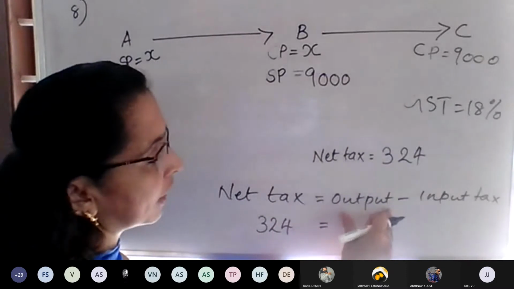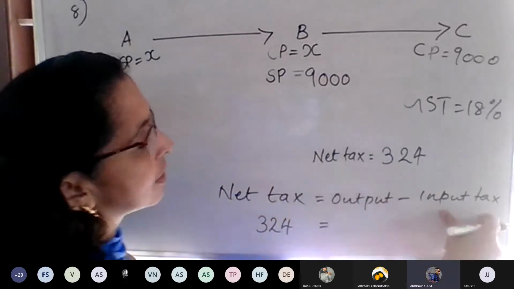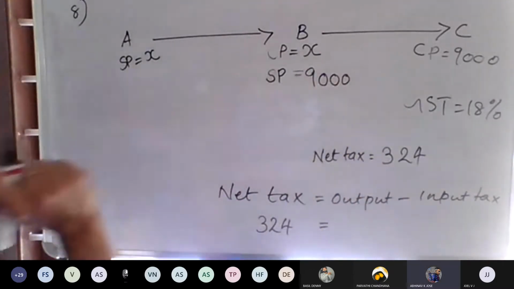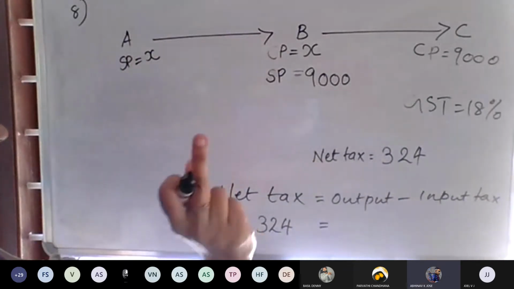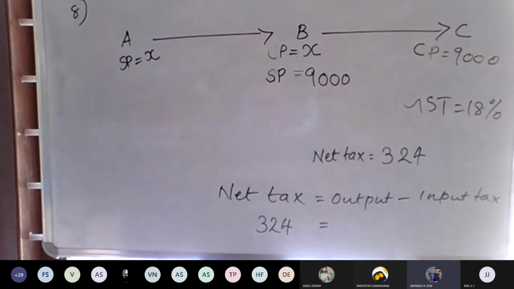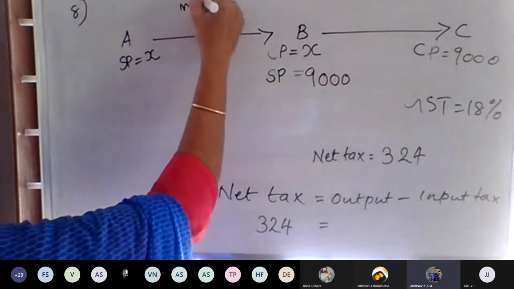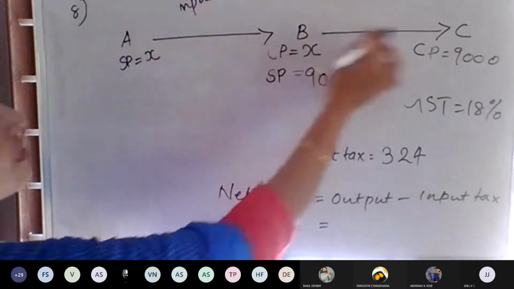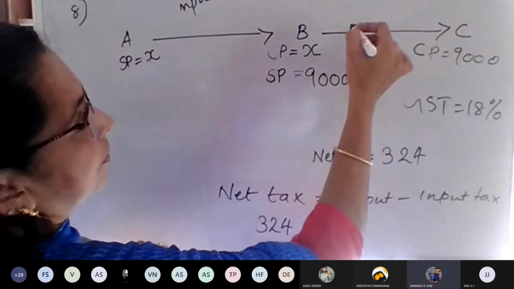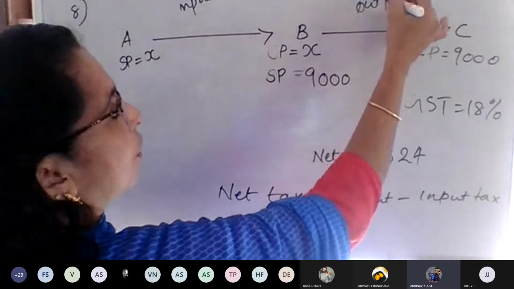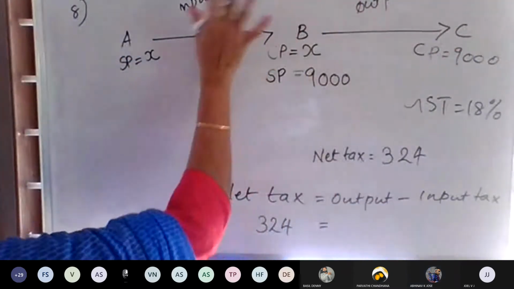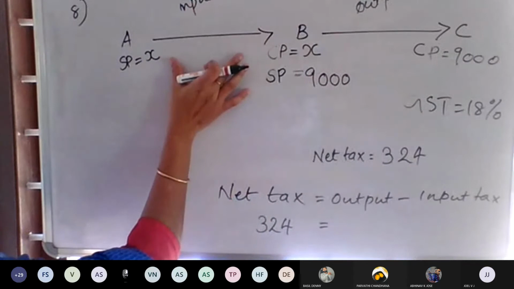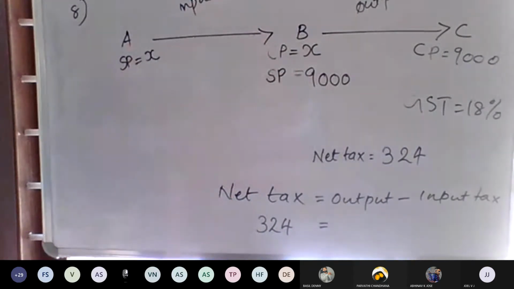So we want to find out the output tax and the input tax. Where is the output tax and where is the input tax? The transaction between A and B is which tax? Input tax. Then the transaction from B to C? Output tax. If you have any confusion, don't write it this way. Let it be there. First we want to find the GST from A to B.